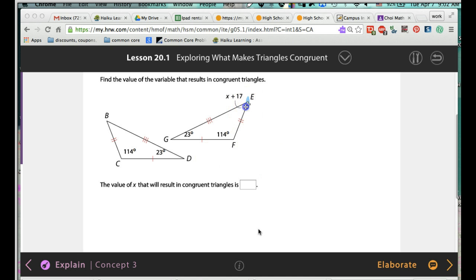Okay, so if you see EF, this one has 2 tick marks. That would be the same as segment BC. They would be congruent to each other because this one has 2 tick marks as well. In the same way, look at this. Segment GE is going to be congruent to segment BD because they both have 3 tick marks. Finally, segment GF is congruent to CD because they both have 2 tick marks.